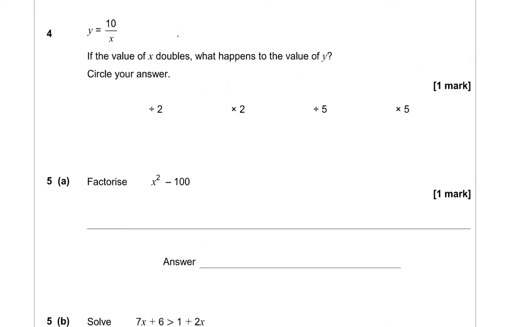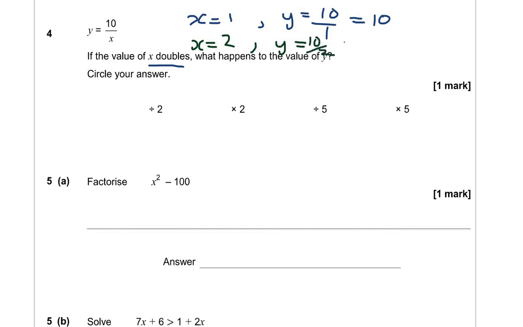Question 4. So y equals 10 over x. If the value of x doubles, what happens to the value of y? Well, let's have a look at x equals 1 to start. Then y equals 10 over 1, which is 10. And now if we double x, so x equals 2, y now equals 10 over 2, which equals 5. So what's happened here? Well, our answer is just divided by 2. So if x doubles, then y divides by 2.